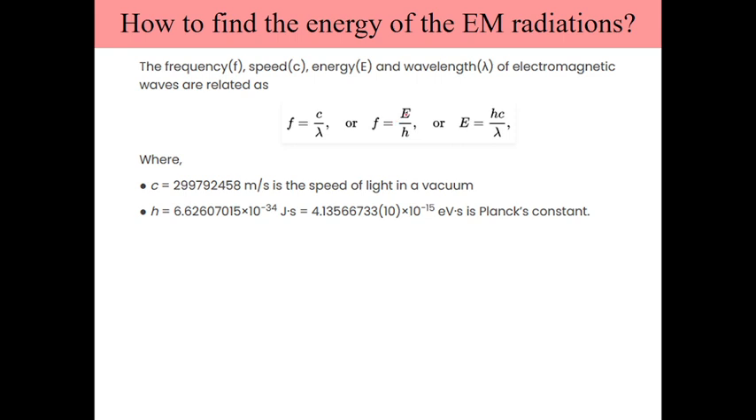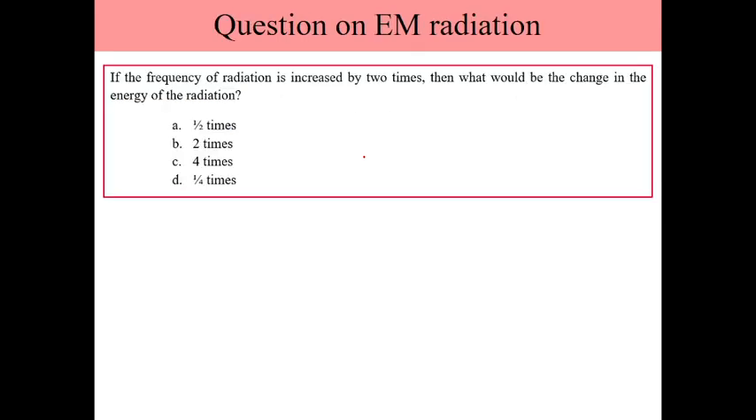So F is equal to E by H, right? This is how all of these terms are interrelated. Now we will solve a question based on this knowledge. Alright, try this question out. So the question says, if the frequency of radiation is increased by 2 times, then what would be the change in the energy of radiation?